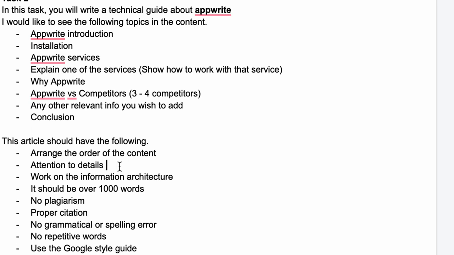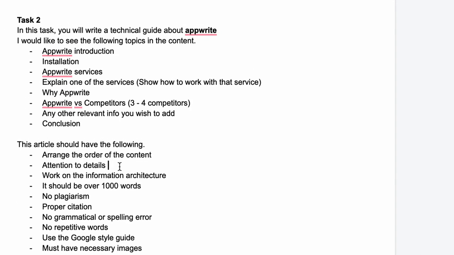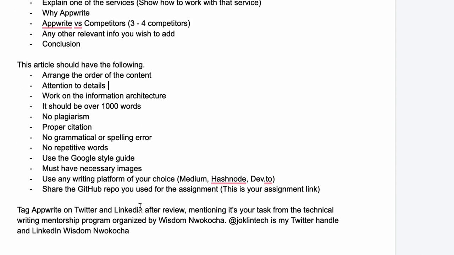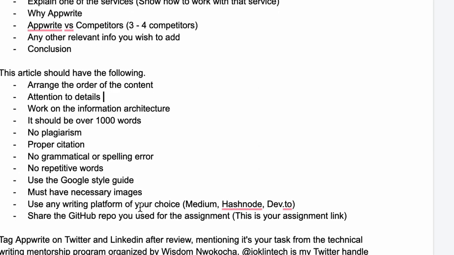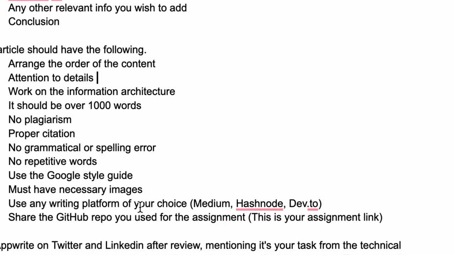Now, work on the information architecture. It should be over 1,000 words. No plagiarism, proper citation, no grammatical or spelling errors, no repetitive words. Use the Google Style Guide. You must have the necessary images, and use any writing platform of your choice.